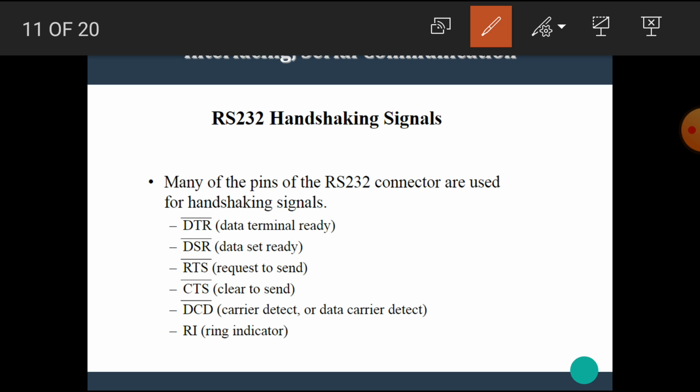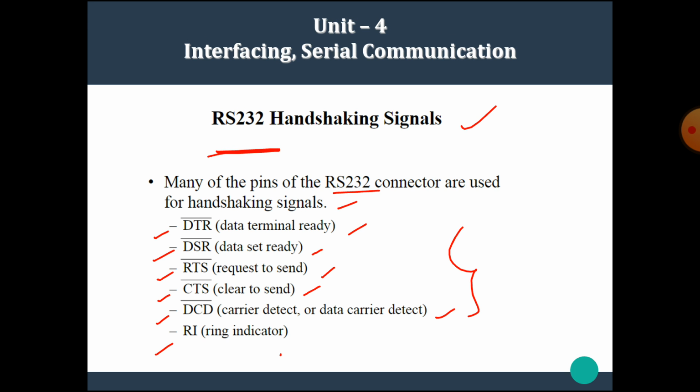The RS-232 transmission, for its proper working, requires some handshaking signals. Many of the pins of the RS-232 connector are used for handshaking signals, such as the DTR, that means data terminal ready, DSR, data set ready, RTS, request to send, CTS, clear to send, DCD, data carrier detect, and RI, ring indicator. These are the handshaking signals used by the RS-232 standard.